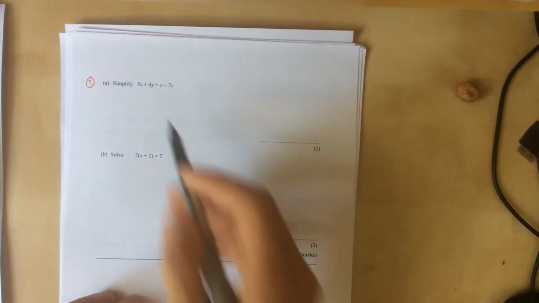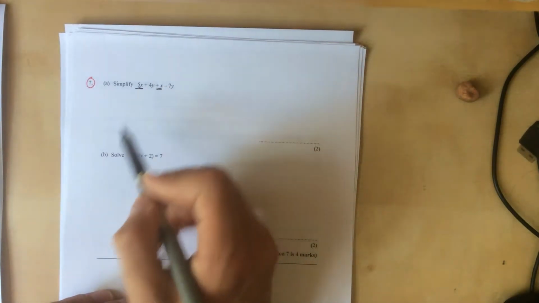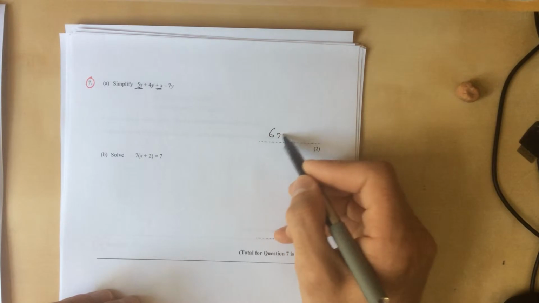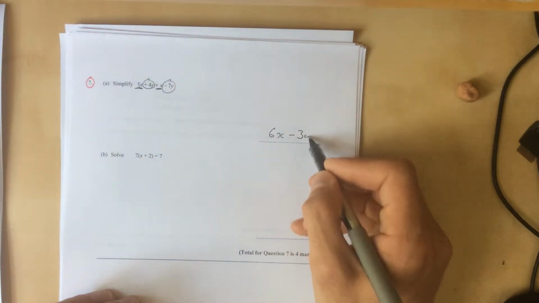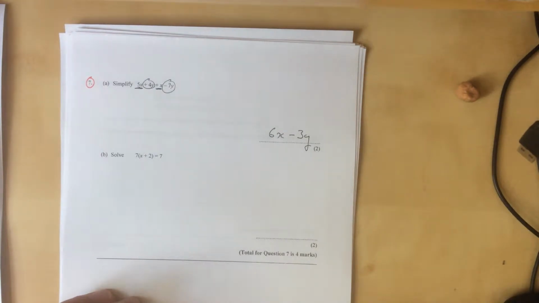Now this one here is collecting like terms, so I've got 5 x's and an x there, so all together we've got 6 x's. I've got 4y, take away 7y, so that's minus 3y altogether.